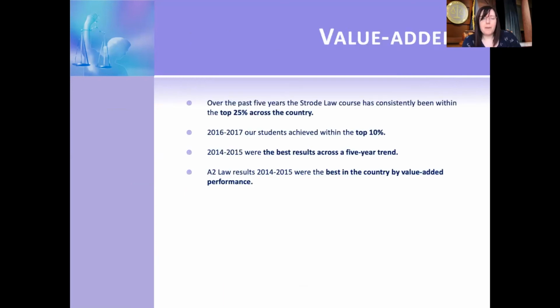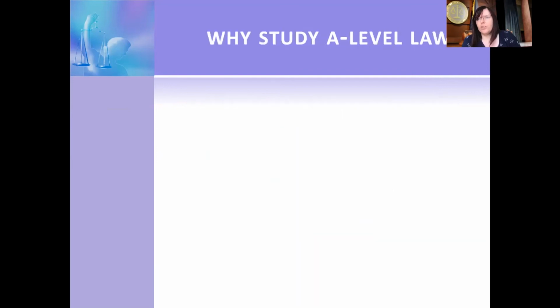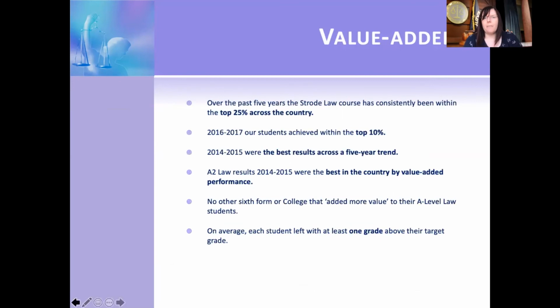We've consistently been within the top 25 performing colleges for A-level law in the country. And within the last 5 years, we've actually rated in the top 10 as well. A2 law results for 2015 were actually the best in the country for value added. And on average, every student left A-level law with at least 1 grade higher than their target grade.